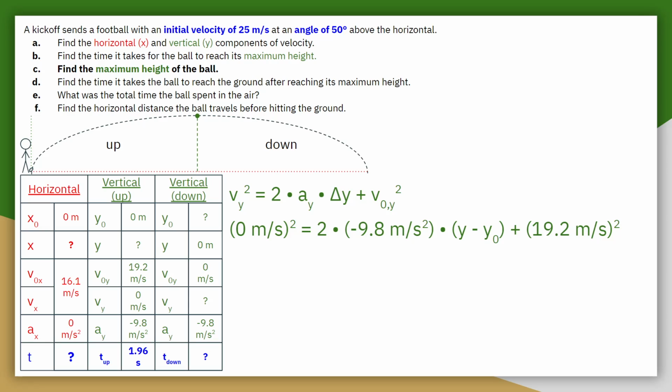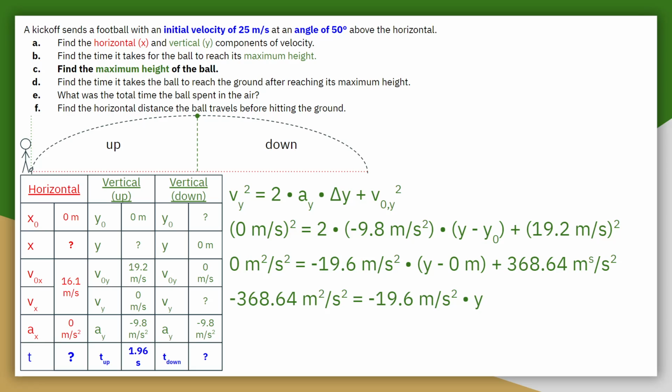Our final vertical velocity while it was moving up would be 0. Its acceleration, negative 9.8. Its change in position, its displacement, would be the final position minus the initial. And then the initial velocity would be 19.2. We square the final velocity, so 0 squared is 0, and then the units get squared as well. We did the same thing with the initial velocity of 19.2. The value and the units got squared. And we put in 0 meters for our initial position.